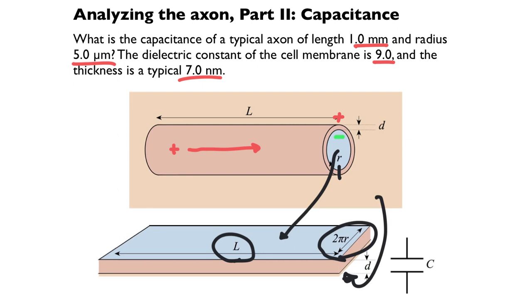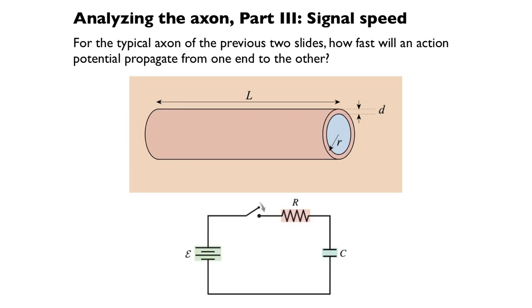With all those things in hand, I can calculate the capacitance, because the capacitance is the dielectric constant times epsilon 0 times A divided by D. I can calculate all those things. And with all that in hand, I can calculate a capacitance. And with the resistance and the capacitance in hand, I can calculate a signal speed, because we're modeling it this way.